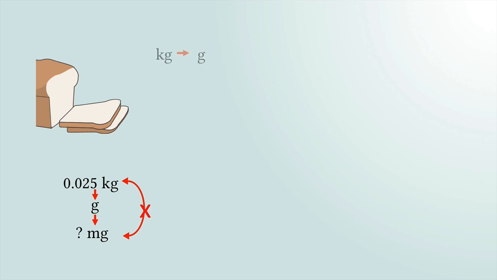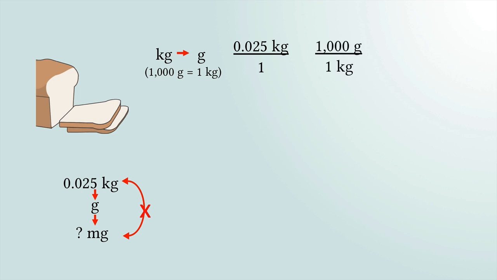First, let's convert kilograms to grams. So what do we have? Our measurement is 0.025 kilograms. Place it over 1 to make it a fraction. The relationship between kilogram and gram is 1,000 grams equals 1 kilogram. So set that relationship up so that kilograms cancel and then multiply to get 25 grams.